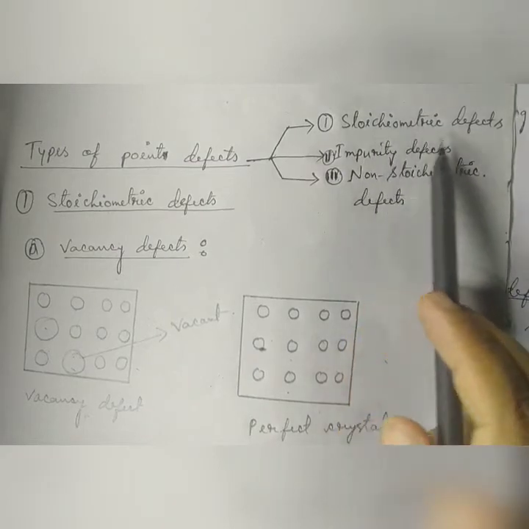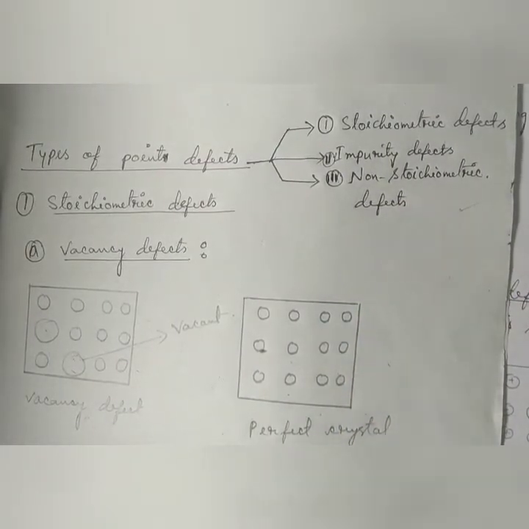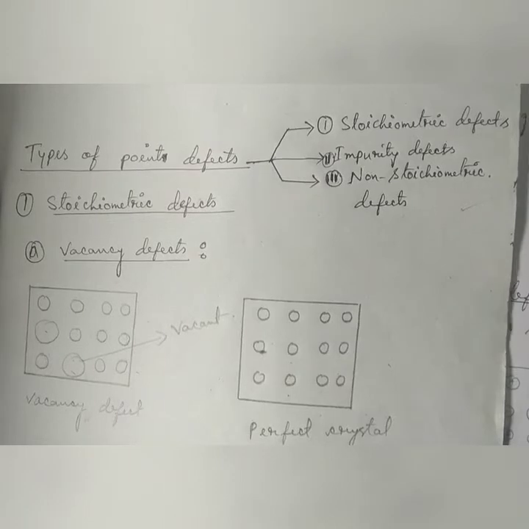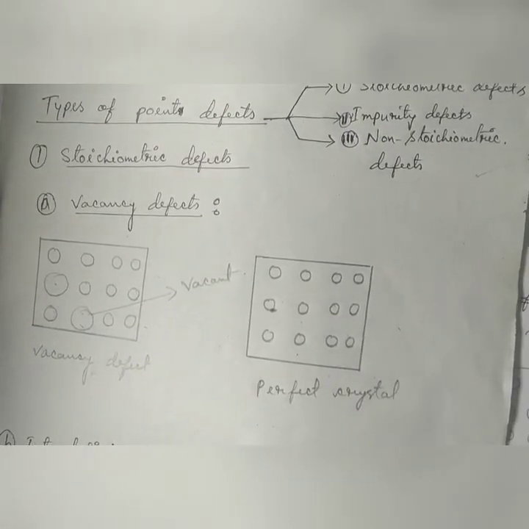So the first one is what? Stoichiometric defects. Now these stoichiometric defects are again classified into several parts. And the first one is what? Vacancy defect. Now, what is a vacancy defect?